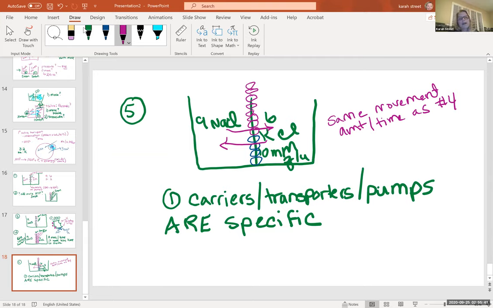Let me tell you what I spared you by not assigning activities 1 and 2. I saved you 1.5 hours of time. And activity one would have taken you 45 minutes just to learn that the outside of the cell has more sodium, and the inside of the cell has more potassium, and the inside of the cell is negative. That's what you would have learned from activity one. If you've been watching your lecture videos, you already know this.